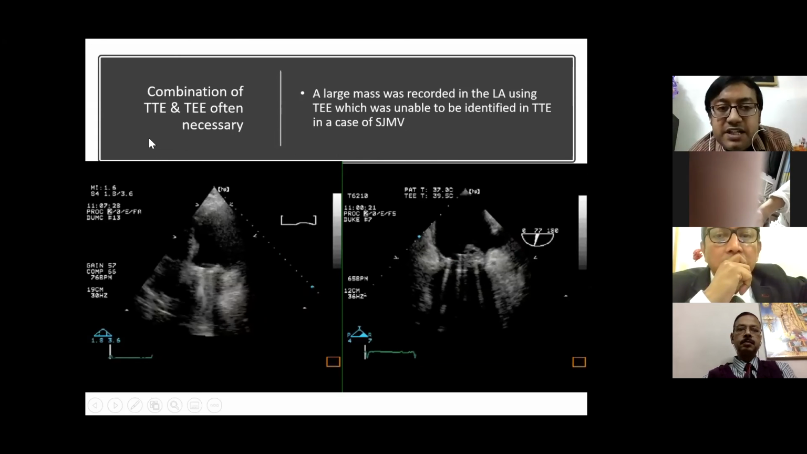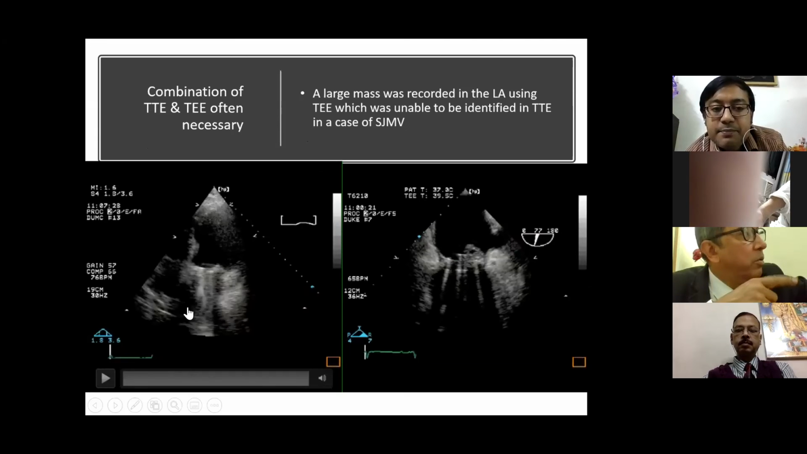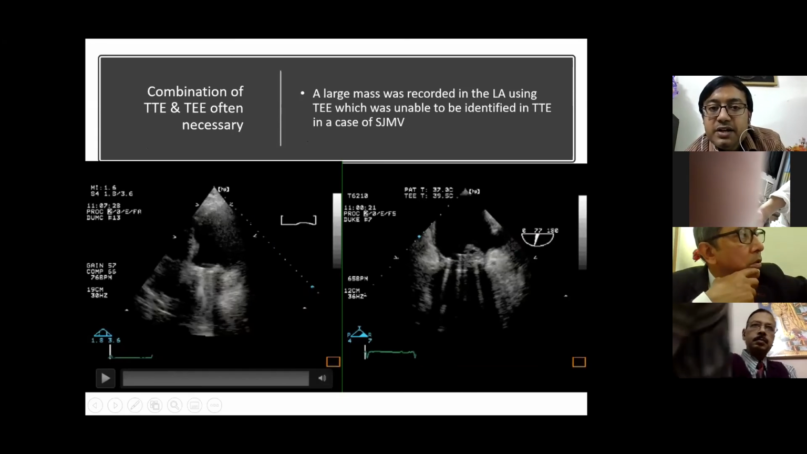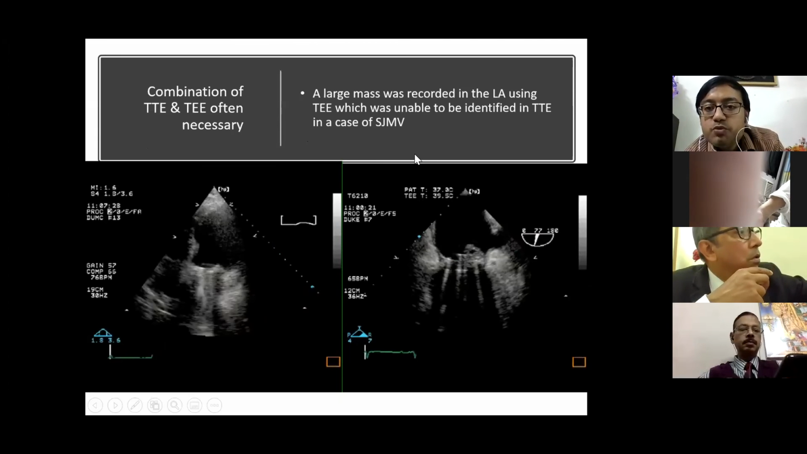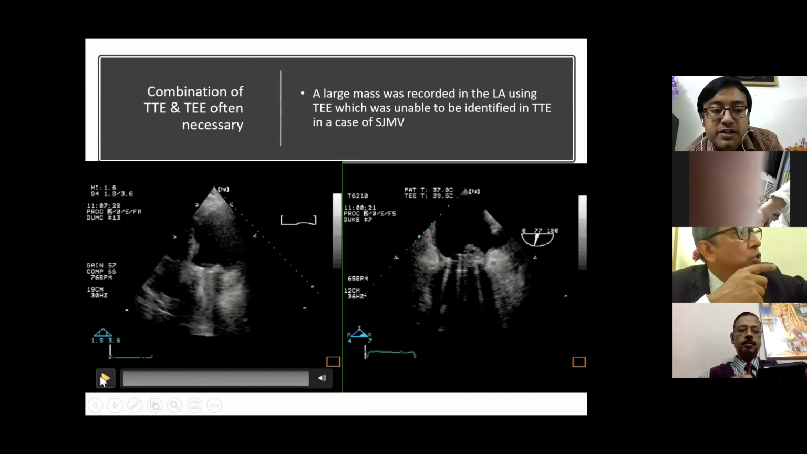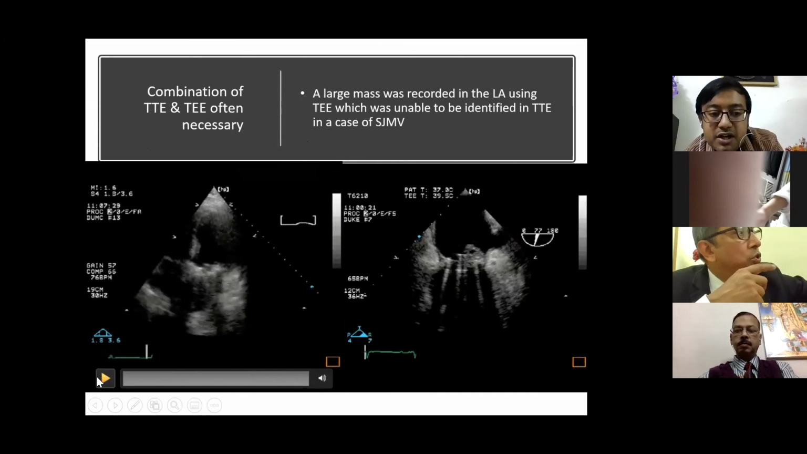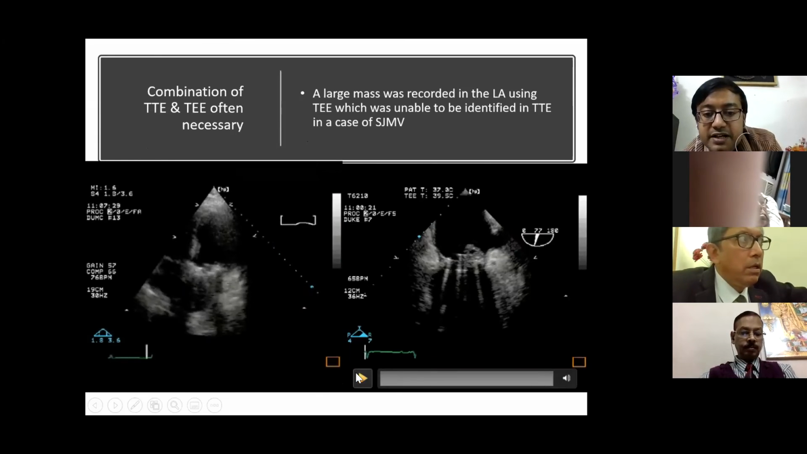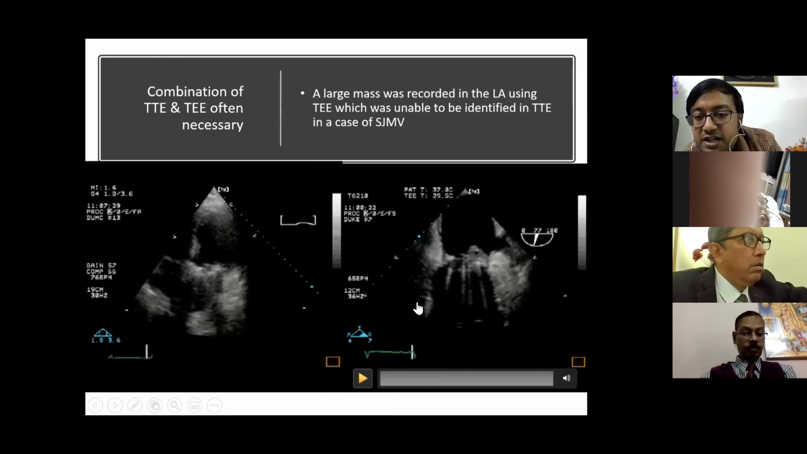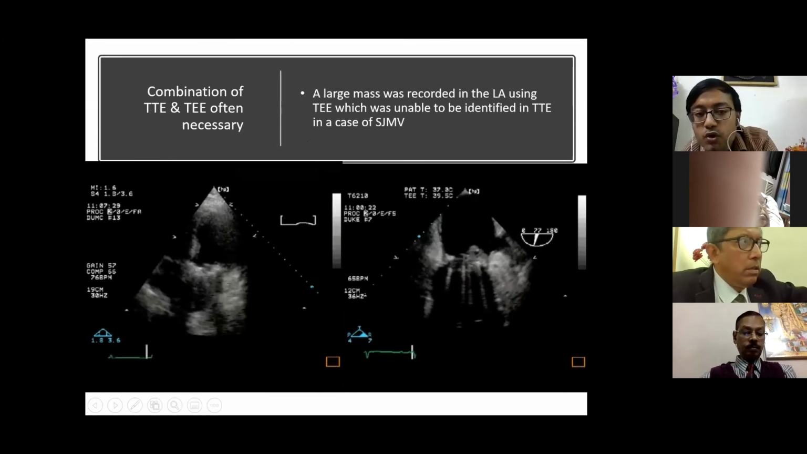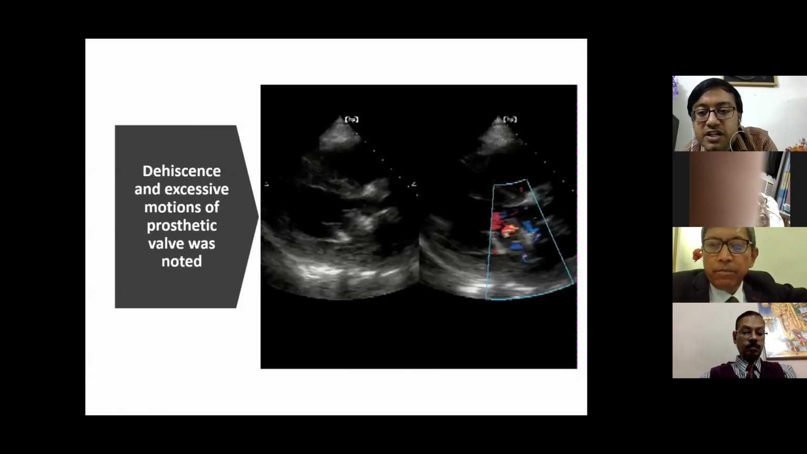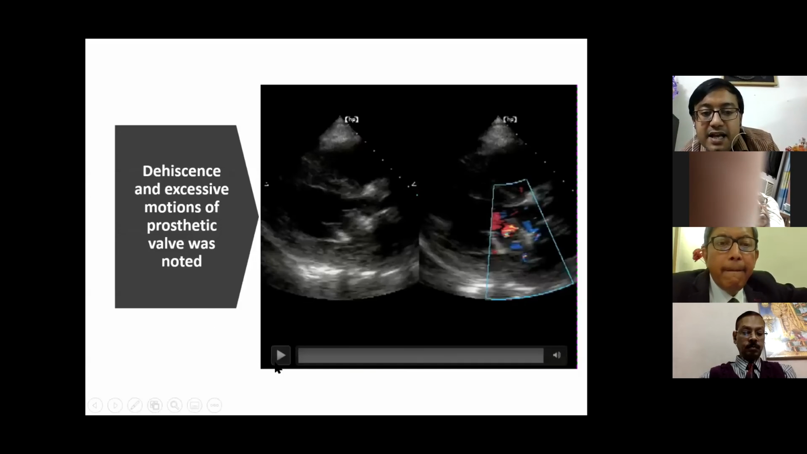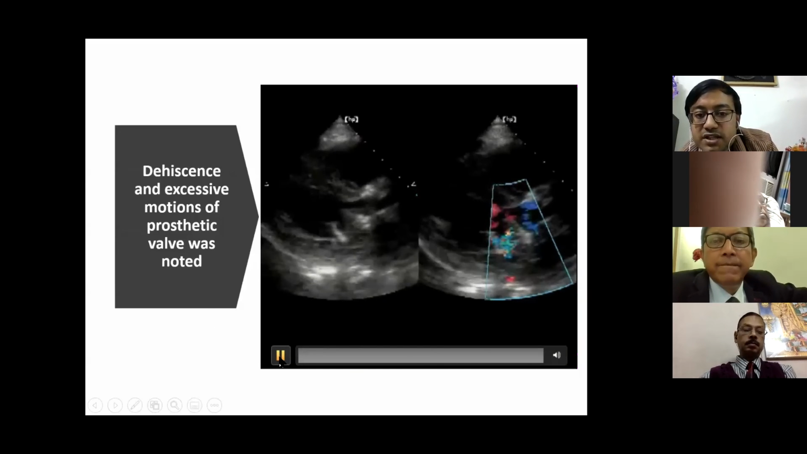Often a combination of TTE and TEE is necessary. This is an example of a large mass recorded in the LA during transesophageal echo, which was unable to be identified during transthoracic echo in a case of St. Jude's mitral valve implantation. So this is a transthoracic echo. We cannot see the LA mass very clearly, whereas in transesophageal echo, a large mobile mass can be clearly seen. So at times, as I have already said, a combination of transthoracic and transesophageal echo may be required in many cases.